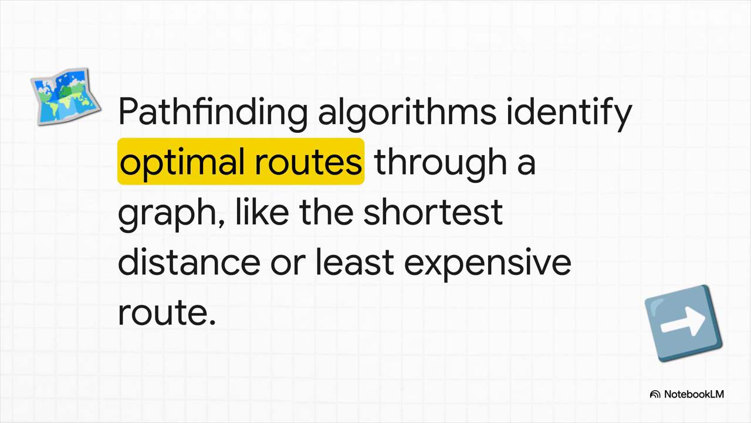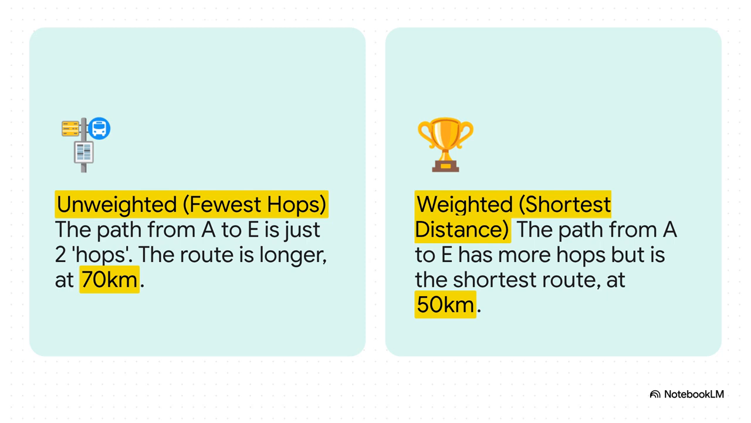Let's start with pathfinding, because this is the one you use every single day, probably without even realizing it. It is all about finding the most efficient way to get from one point to another. Now, this is where it gets really cool. The word shortest can actually mean different things. So on the left here, the shortest path from A to E is the one with the fewest stops, or hops.